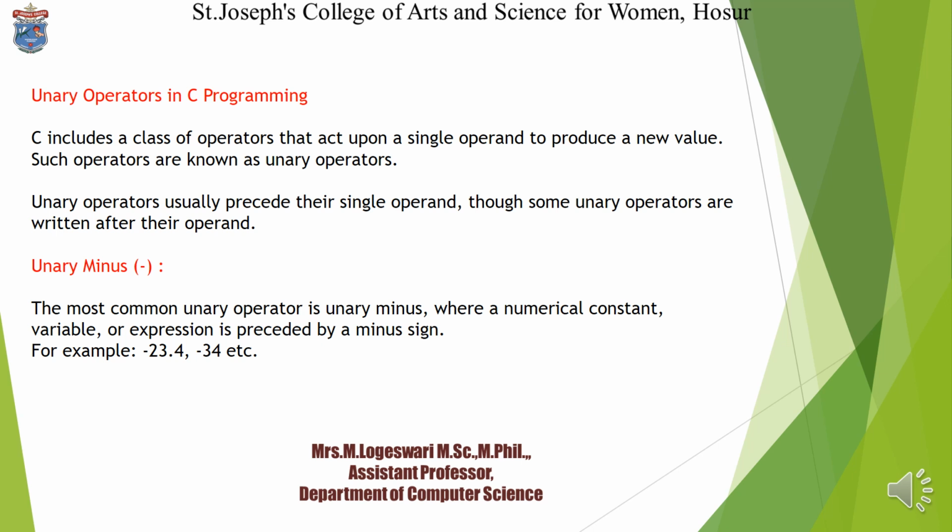Next, unary minus. Unary minus is a unary operator. You can write it with any constant, variable or expression. It is preceded by the minus sign. For example, minus 23. That is an example of the unary minus.